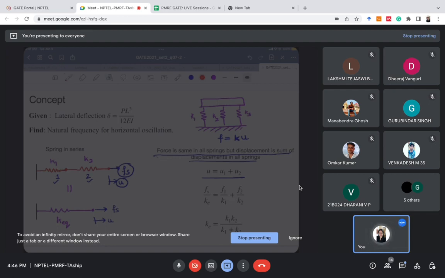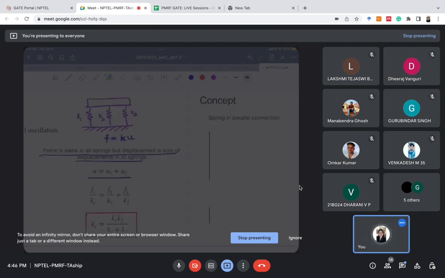And finally, for the equivalent stiffness, since Fs equals F1 equals F2, these three will be cut down, and the value of K equivalent will be K1 K2 divided by K1 plus K2. The motive of explaining this is that whenever the springs are connected in series, we calculate the equivalent stiffness as K1 K2 divided by K1 plus K2. You can note down this formula.